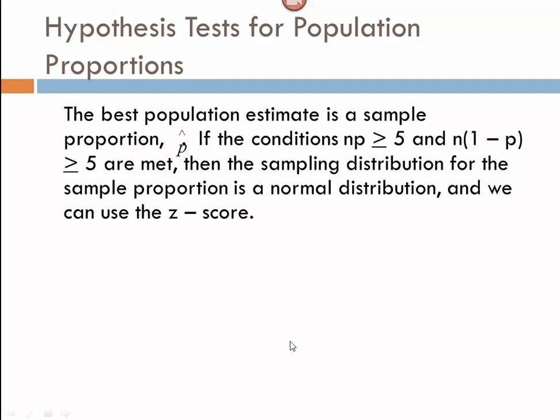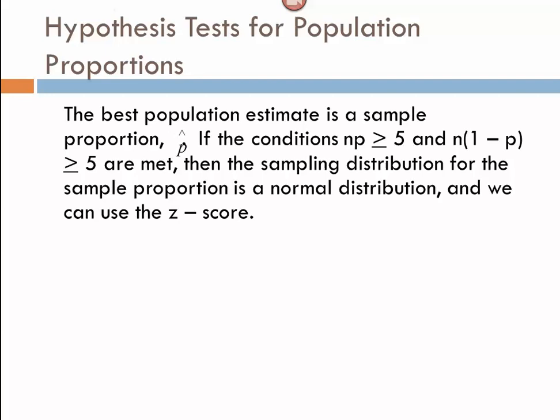So, now when we're dealing with population proportions, and these are the first type of tests that we are going to run, the best estimate is a sample proportion, of course. If we want to know a percent of the population, we need to get a sample and see what that sample tells me.